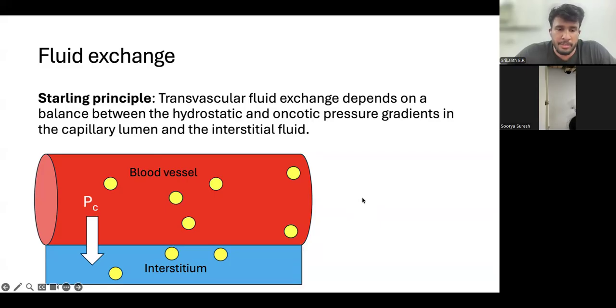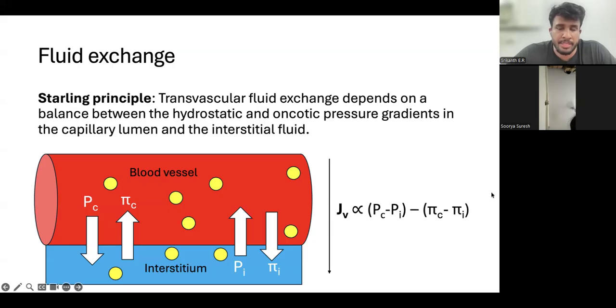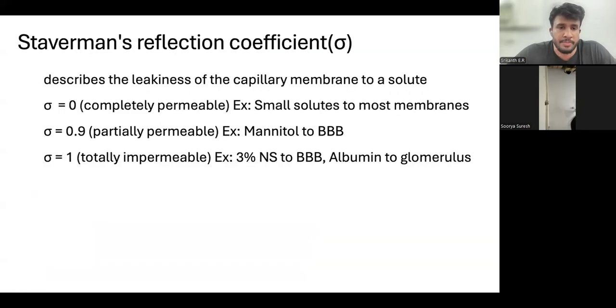Then you have the oncotic pressure, which is the pressure exerted by the solute. Now, this is a pulling force. The oncotic pressure is exerted by proteins which do not cross the semi-permeable membrane, which is the endothelium. That is denoted by pi c here, and it is a pulling force towards the blood vessel. The same goes for the interstitium. The interstitium exerts a pushing force called the interstitial hydrostatic pressure, and a pulling force called the interstitial oncotic pressure. And the balance is what determines the net filtration rate. So the net filtration rate is the balance between the hydrostatic pressure gradient and the oncotic pressure gradient, and this is what determines how much fluid transfers from the blood into the interstitium.